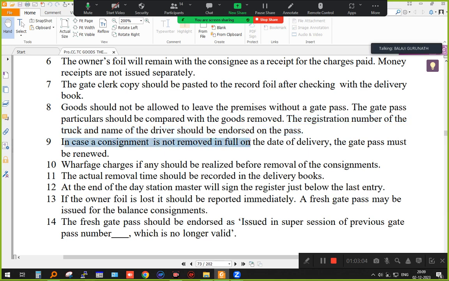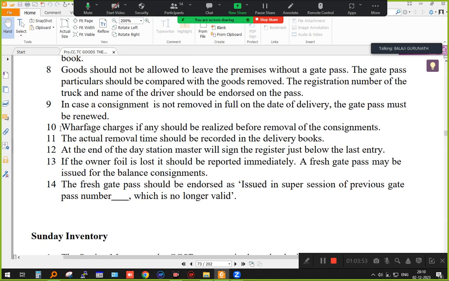In case a consignment is not removed in full on the date of delivery, the gate pass must be renewed. What is the meaning of this? That means 100 packages were collected, 50 packages left today. For the remaining 50 packages, what do we have to do? Part delivery certificate, and we have to give him a fresh gate pass for the 50. So is the gate pass valid only for a particular day, or till the entire consignment is removed? It is a combination of both. If it is not removed fully on the date of delivery, then the gate pass needs to be renewed.